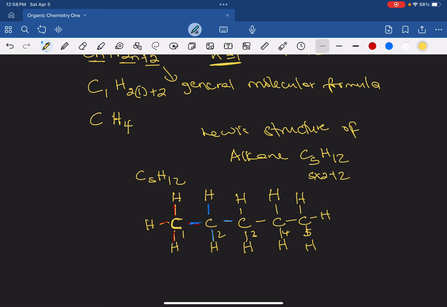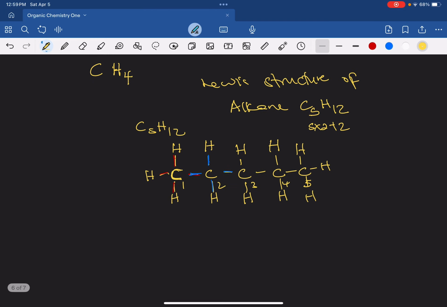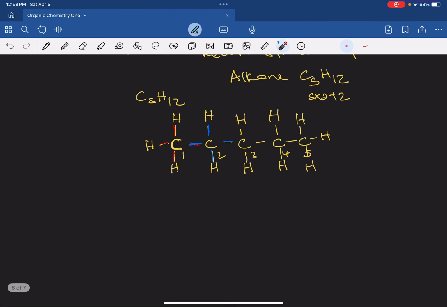Now, if we count, we will see that we have 5 carbons and 12 hydrogens. So let's count. 1, 2, 3, 4, 5 carbons. Number of hydrogens: 1, 2, 3, 4, 5, 6, 7, 8, 9, 10, 11, 12. That's your C5H12. Now this is your Lewis structure.